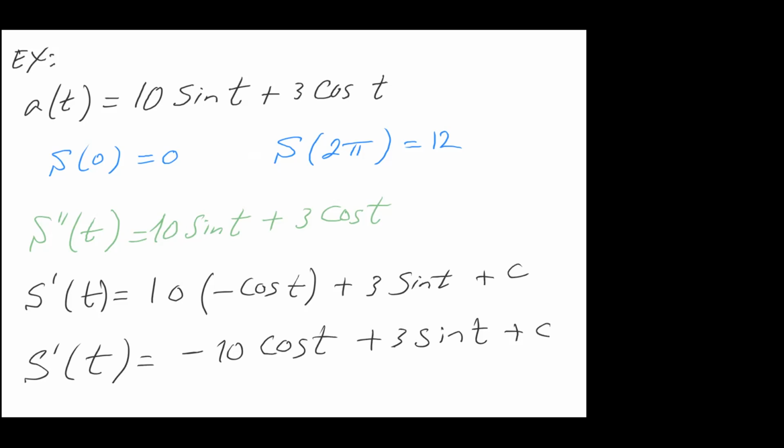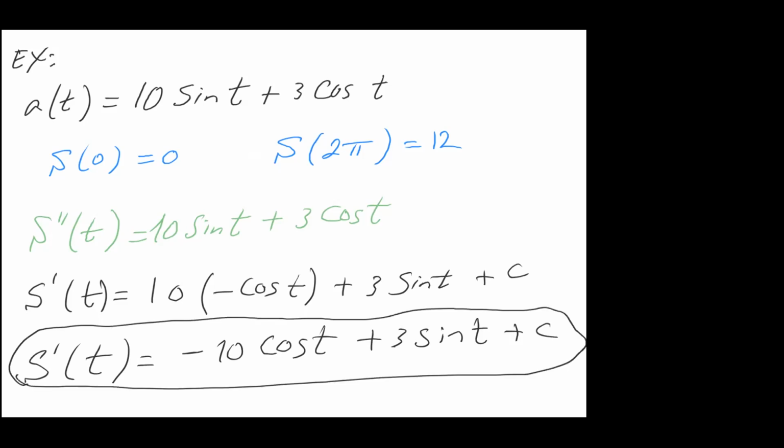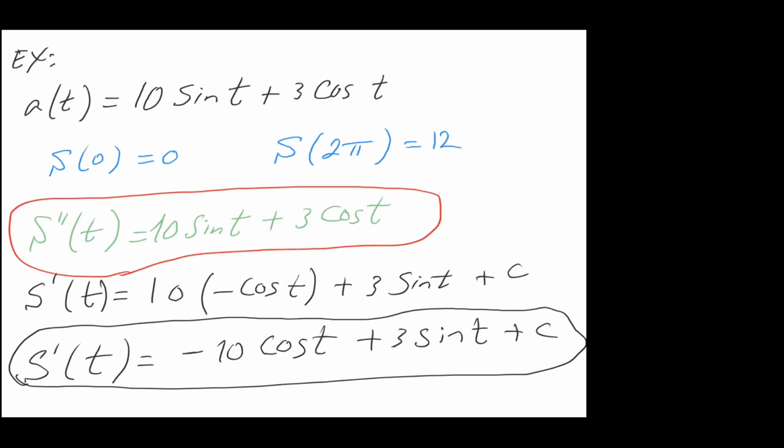c. And if I wanted to check myself, if I take the derivative of this part, I should get this part back, just to check my work. If I take the derivative, the derivative of cosine is minus sine times negative 10, so it gives me 10 sine of t. The derivative of sine is cosine, so yep, and the derivative of c is 0. So my antiderivative is correct.